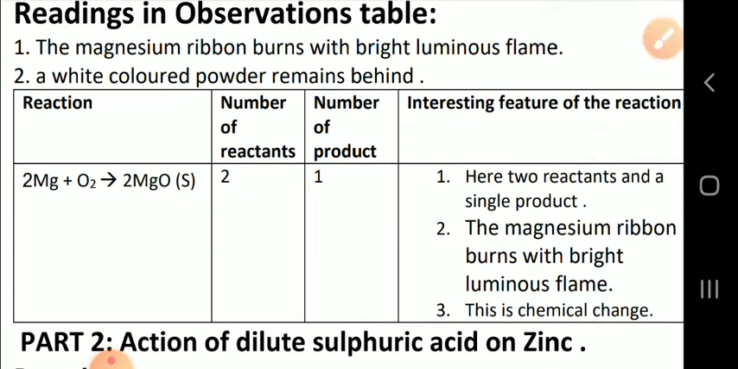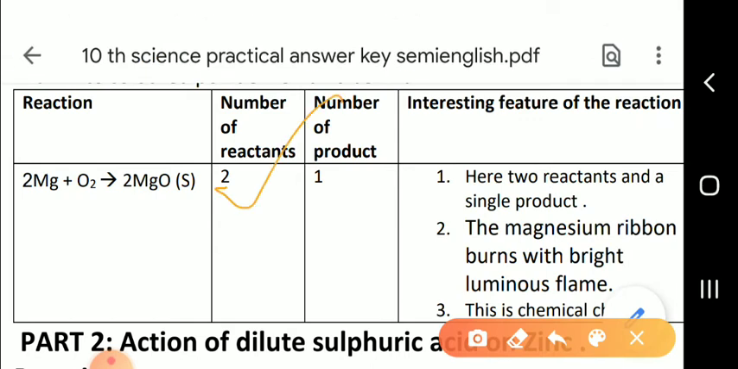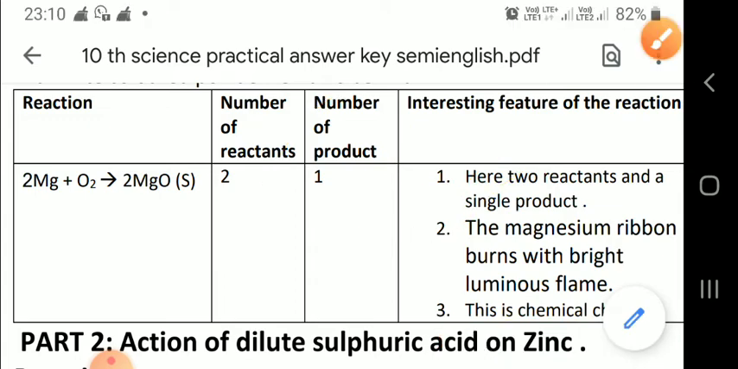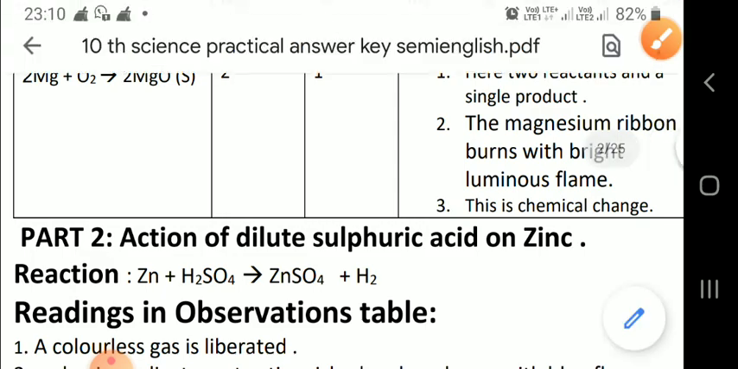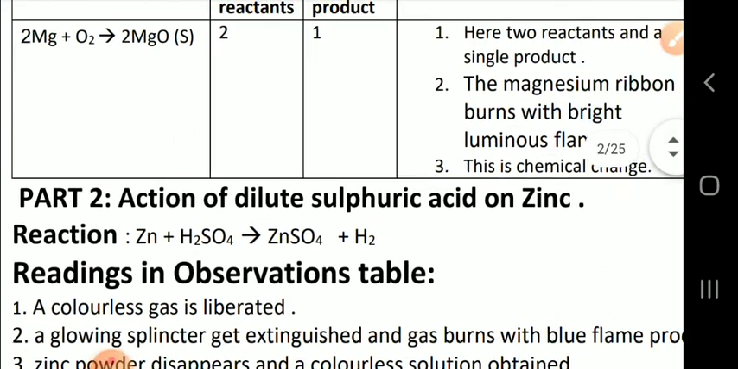Here you can see that the number of reactants is 2 and the number of products is 1. So here two reactants and a single product are formed. The magnesium ribbon burned with a bright, luminous flame. And third, this is a chemical change.